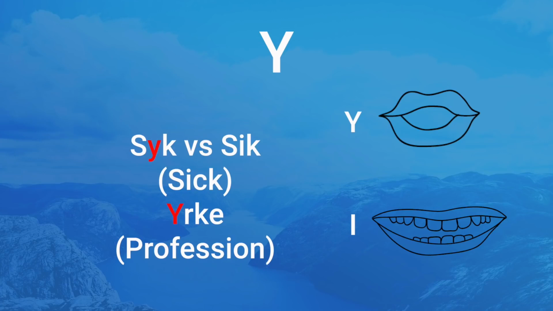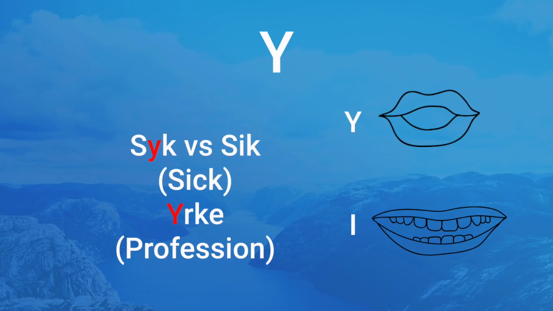Notice the difference between Y and I. Syk. Syk. Notice that the letter I in Norwegian sounds exactly like E in English. By the way, syk with an I is not a real Norwegian word. I'm only using it here to contrast between the Y and I sound.